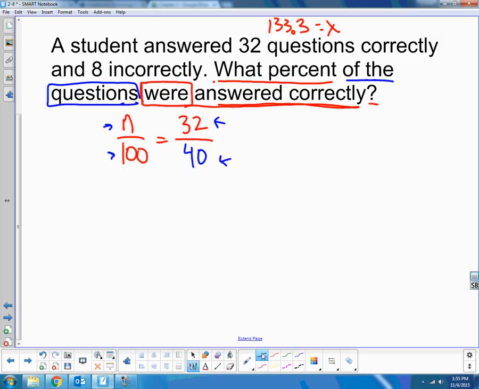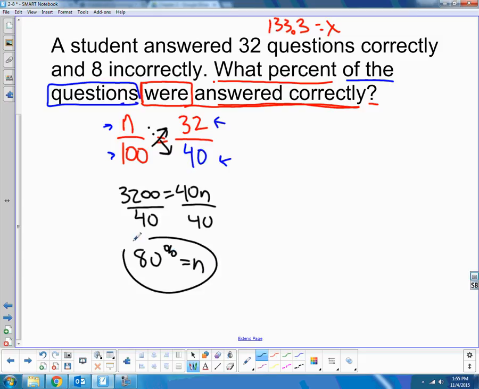And so if we cross multiply and divide, we get 3200 equals 40n. And divide both sides by 40. I end up with 80% equals n. And since I started off by changing my percent to a fraction, I don't have to worry about changing my percent in the end. At some point, you're changing it, either with the proportion, changing your percent to a fraction, or with the equation, changing it to a decimal.